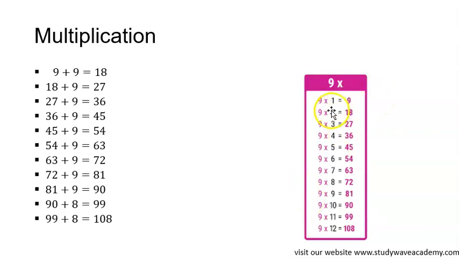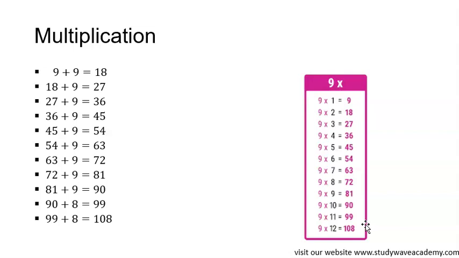9 times 1, 9. 9 times 2, 18. 9 times 3, 27. 9 times 4, 36. 9 times 5, 45. 9 times 6, 54. 9 times 7, 63. 9 times 8, 72. 9 times 9, 81. 9 times 10, 90. 9 times 11, 99. 9 times 12, 108. 9 times 13 is 117.